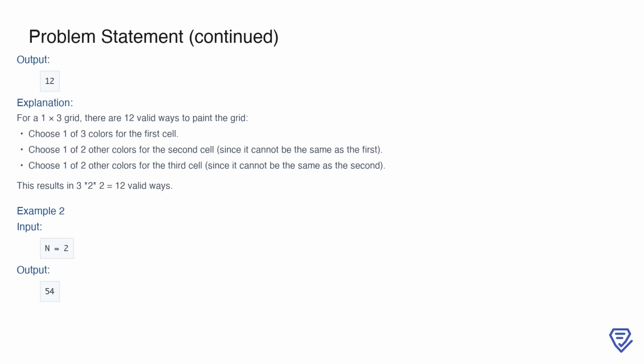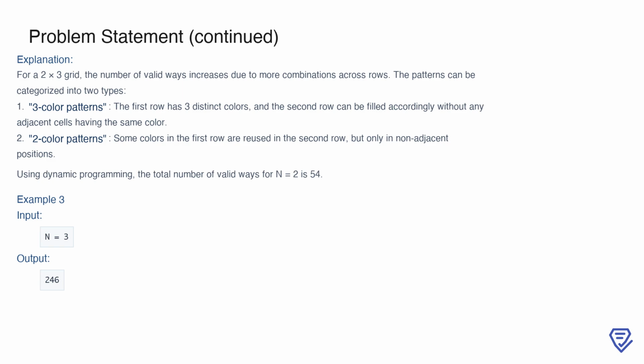Now, let's consider a slightly larger grid with n equals 2, where there are 2 rows and 3 columns. The output for this case is 54. When n equals 2, the number of valid ways increases because we now have to consider adjacency rules not only within each row but also between rows.